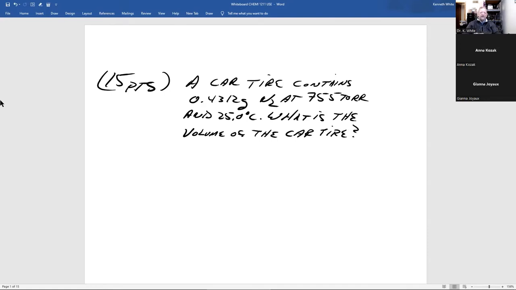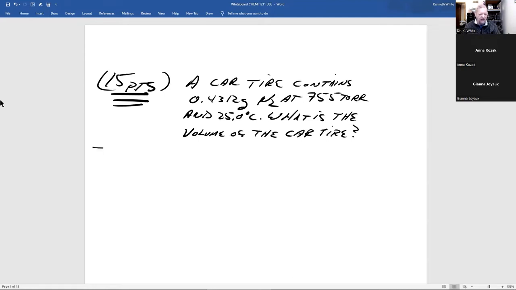All right, let me read it for you in case you can't read my printing. First thing, 15 points. Yep, 15. Remember, what I'm going through today will be on quiz number 3, not test 1. All right, a car tire contains 0.4312 grams of nitrogen gas, N2, at 755 torr and 25 degrees C. What is the volume of the car tire?